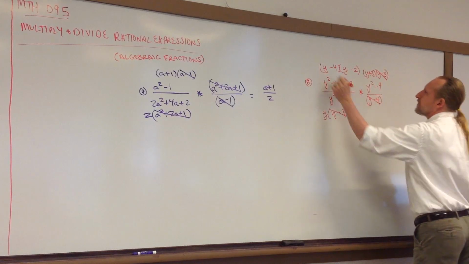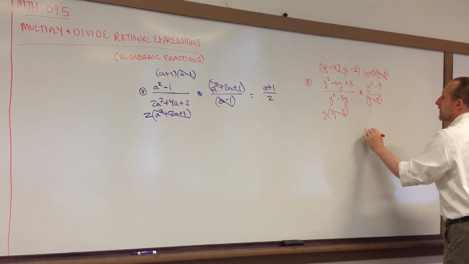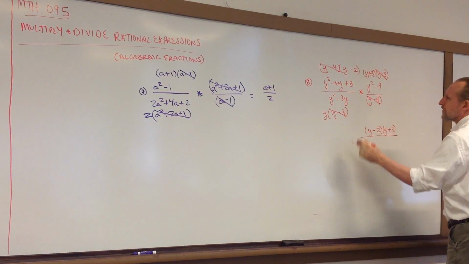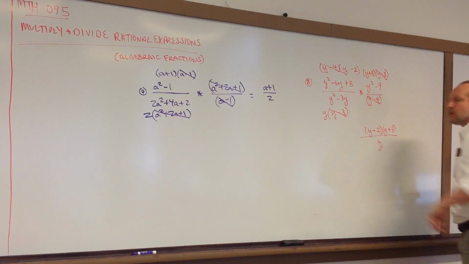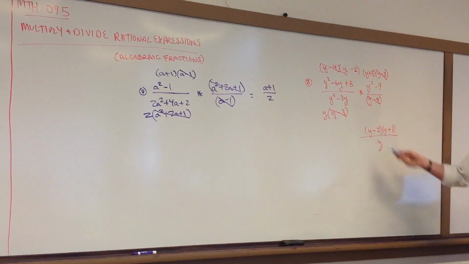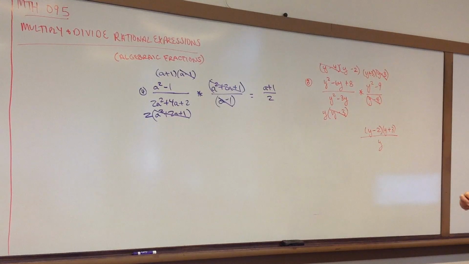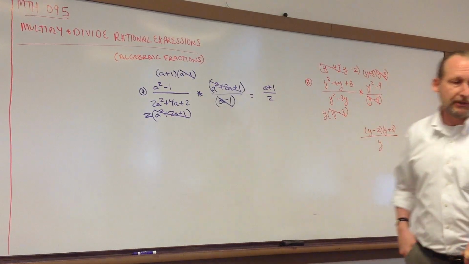And then the y minus 4's cancel each other out. So on top, we're left with y minus 2 times y plus 3. And on the bottom, just the y. And this can't cancel either one of those. These are trapped in the whole factor y plus 3. This one's trapped in the whole factor y minus 2. Okay, so those are the multiplying fractions problems.